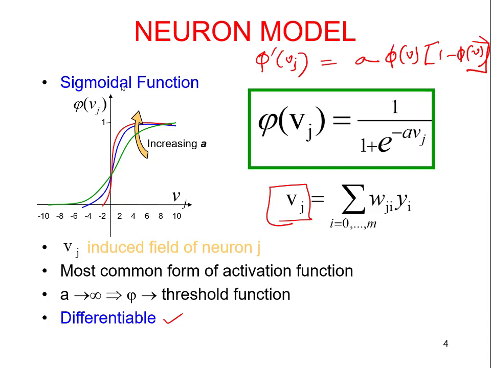And from here we can see there is a constant a. If we increase a to infinity, this sigmoid function turns into a threshold function. A threshold function results if a moves towards infinity.